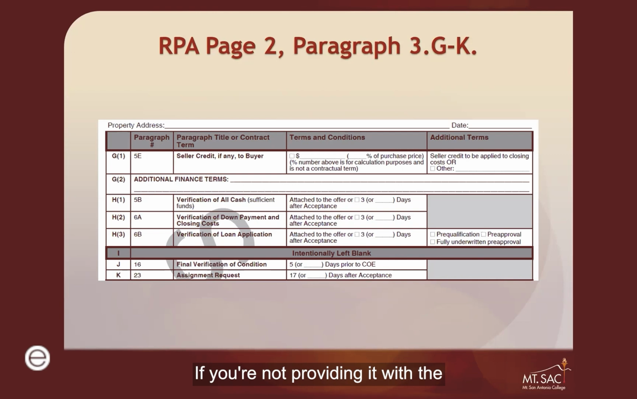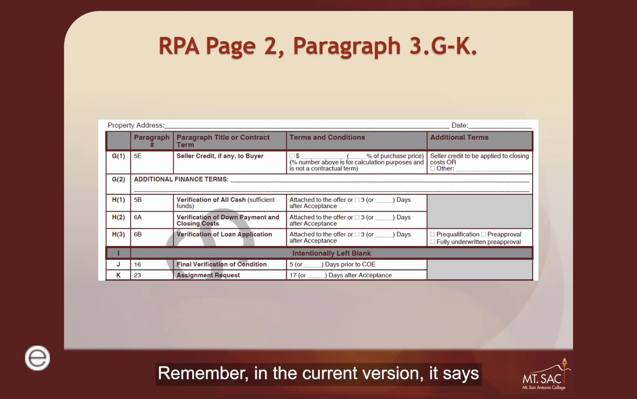If you're not providing it with the offer, then you will check the corresponding box and provide it in 3 days. If you need more time, you have blanks to fill them in. Now, let's go down to H3, column 5. We've got some new boxes here. Or actually, we've got new stuff here.